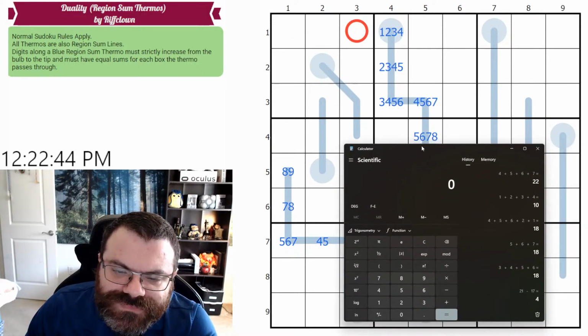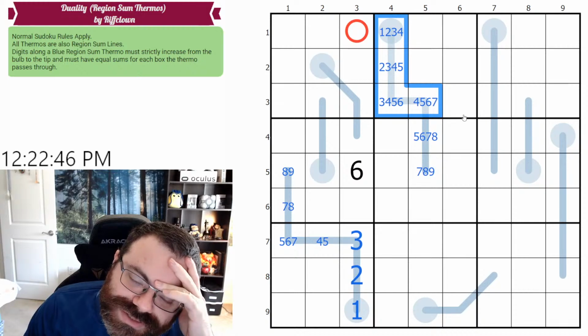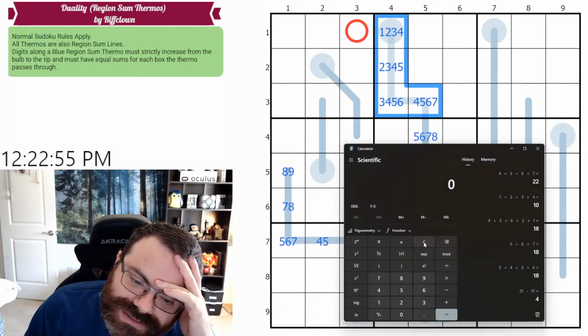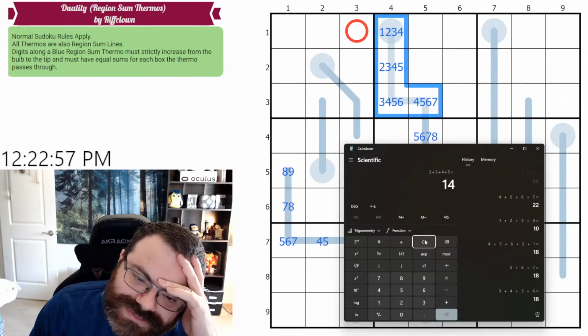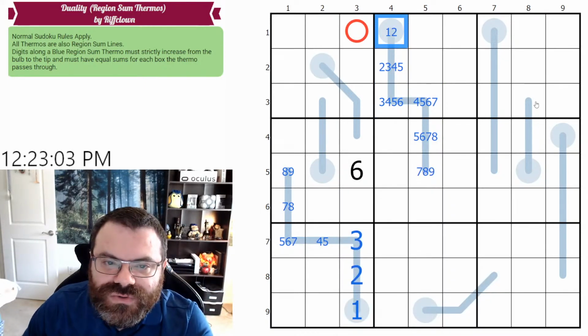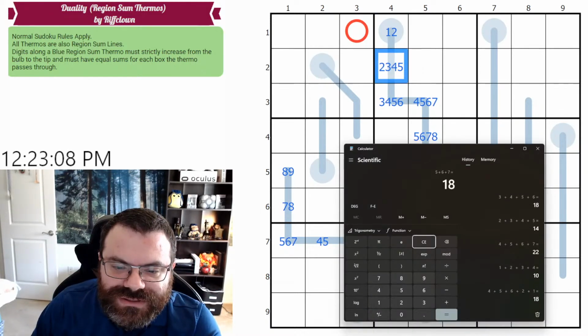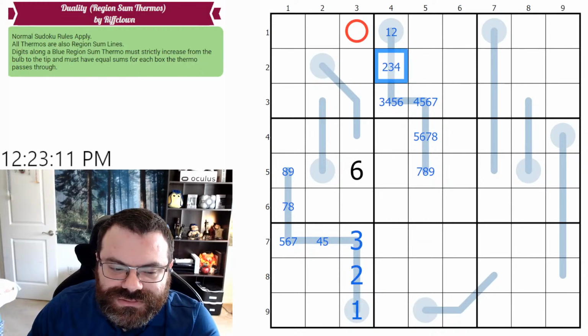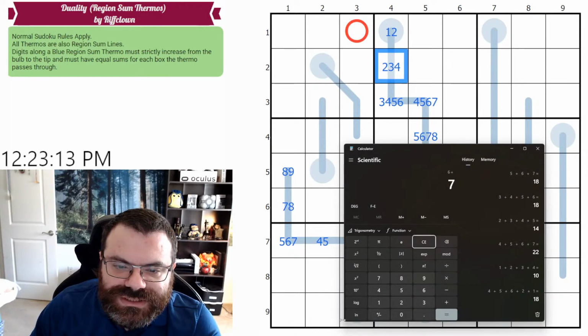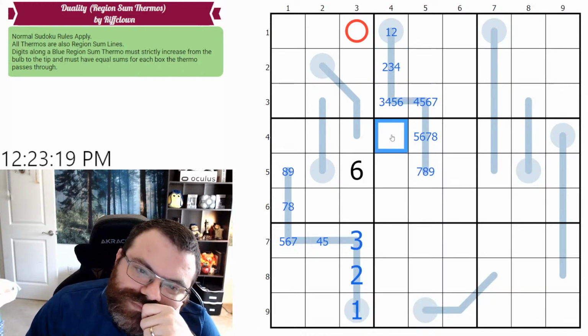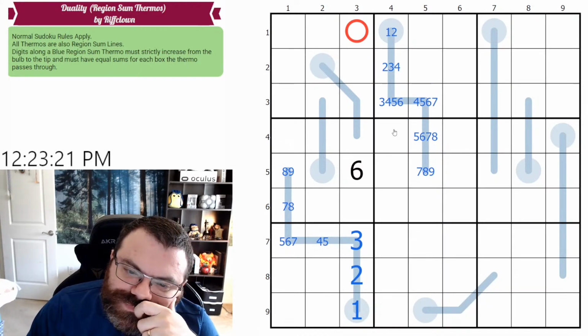How do I want to think about 7 degrees of freedom on this thermo? Maybe what I think about is first 2, 3, 4, 5 is 14. That's fine. 3, 4, 5, 6 is 18. That's not fine. So this has to be a 1 or a 2 for sure. Now, 5, 6, 7 is 18. That doesn't work. 6, 7 is 13 plus 1 plus 2. That works. So I don't think we can limit this further than that.